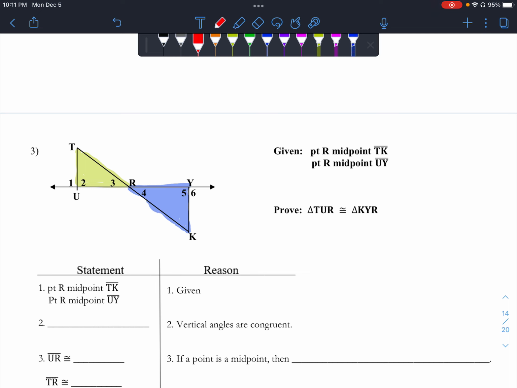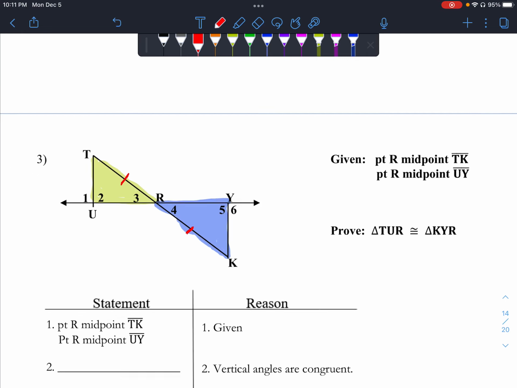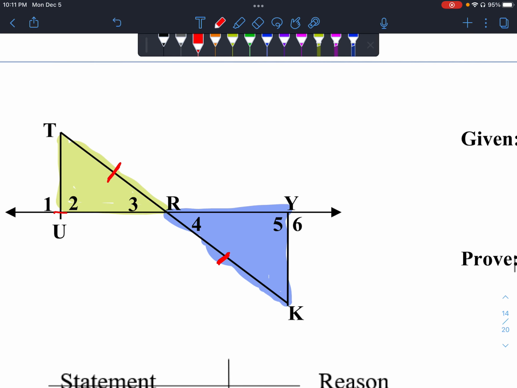First thing they tell me, R is the midpoint of TK. So it's saying TK is the line that's getting cut in half. So that means this little piece could be congruent to this little piece. Okay, I like that. The second thing that they tell me, point R is the midpoint of UV, or sorry, VY. So now this line is the one that's also getting cut in half. You are congruent. You are congruent.